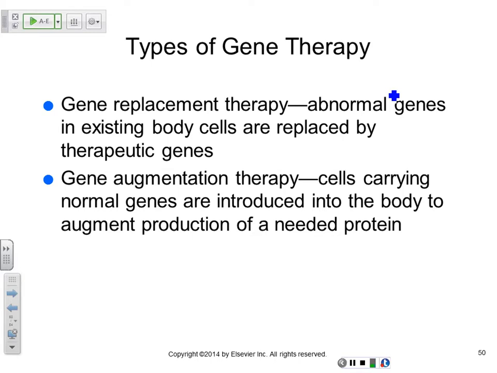So, gene replacement therapy, we say it with a caveat in terms of replacement. It doesn't really replace the mutated gene. What it does is it will insert the normal gene into the nucleus so that then it will start producing the normal protein. But the bad or the mutated gene will still be there. Okay, so it's gene replacement, but it's not quite. But we call it gene replacement.